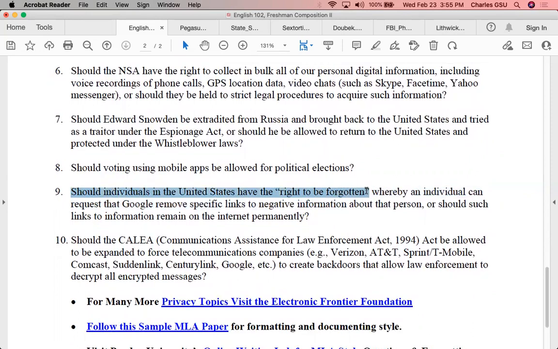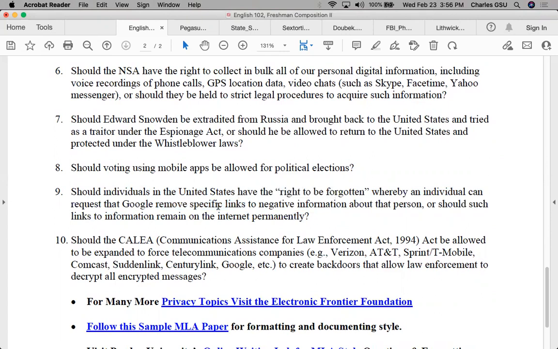This right to be forgotten is also fairly new, and it asks, number 9, should individuals in the United States have the right to be forgotten, whereby an individual can request that Google or Bing or DuckDuckGo or whatever search engine remove specific links to negative information about that person, or should such links to information remain on the internet permanently? And the removing of specific links is called delisting.